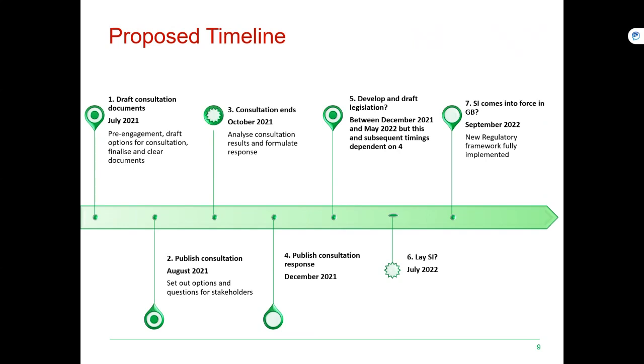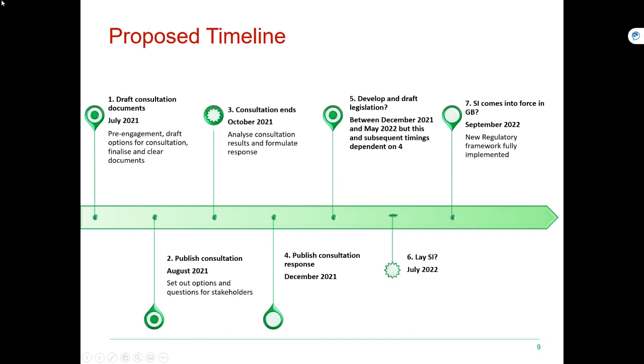So this slide just shows you the timeline for our proposed regulatory reform. At the moment, we're focusing on drawing up consultation documents. We've done a period of pre-engagement with industry, and we are hoping to have consultation documents in place to publish by August this year. The consultation will run for 2 or 3 months, so it will end in October, and we will use the time between October and December to analyse the responses to consultation and decide on the future legislative framework that we want to adopt.